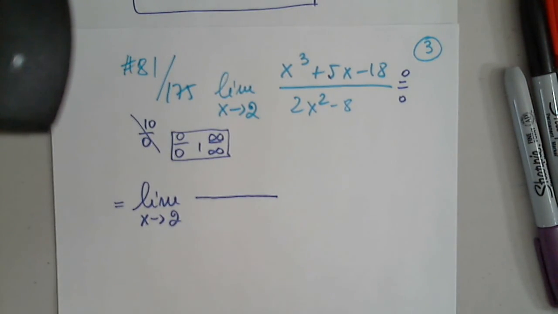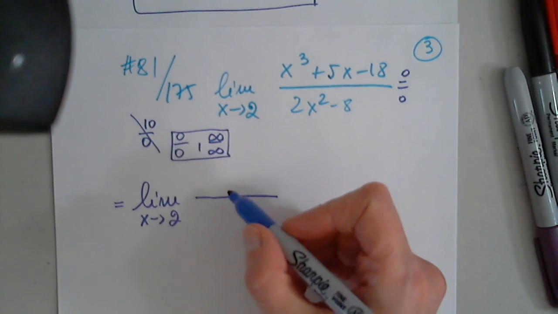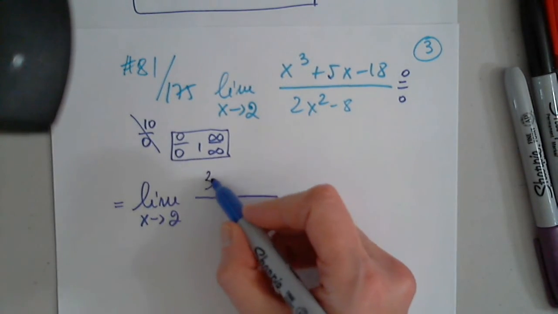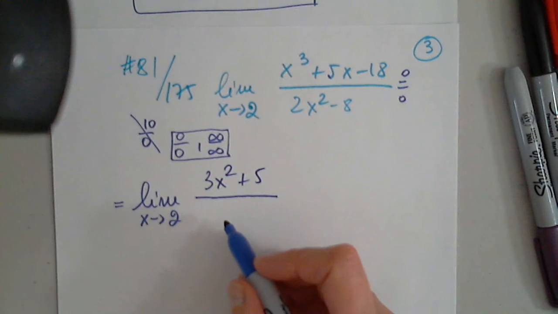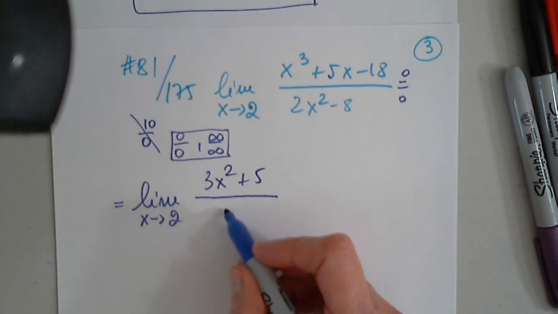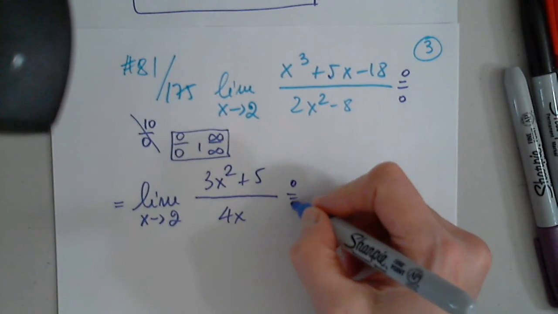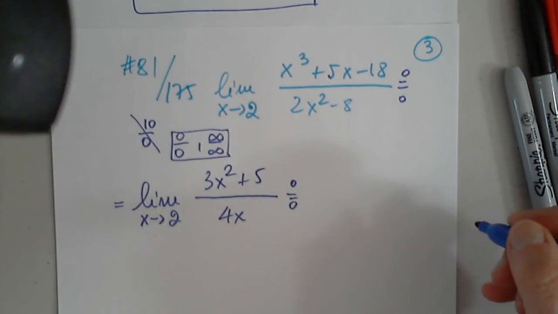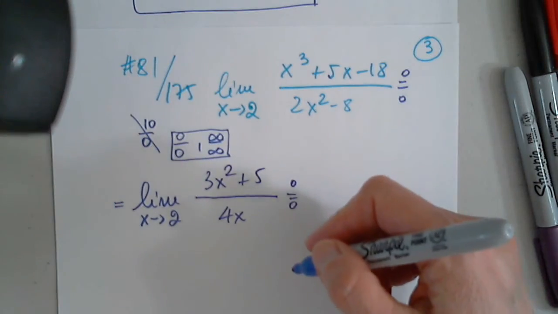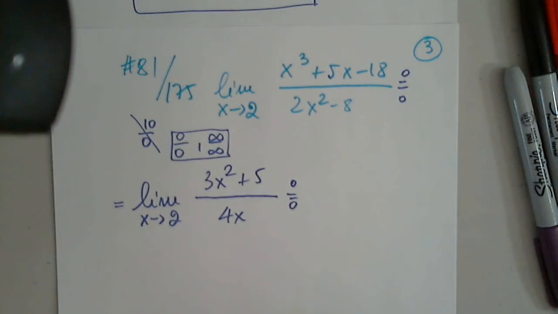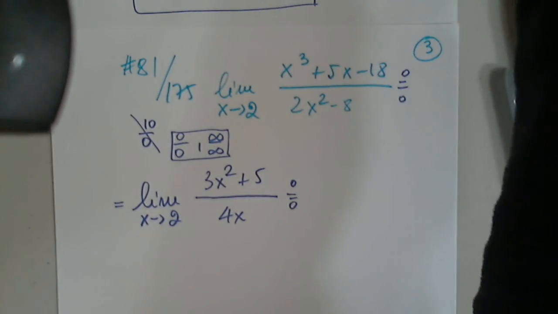Good. So the derivative of the numerator, please. 3x squared. Excellent. And the denominator? 4x. Good. What happens now? I have to plug in again. If it happens to be 0 over 0, I'll continue again. Differentiate the top and differentiate the bottom. But if it's not 0 over 0 or infinity over infinity, I cannot.